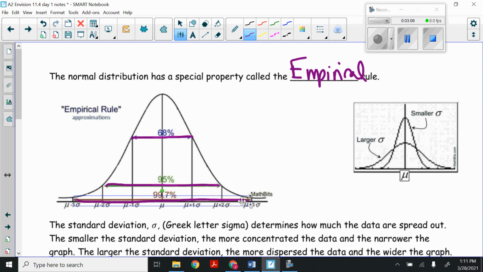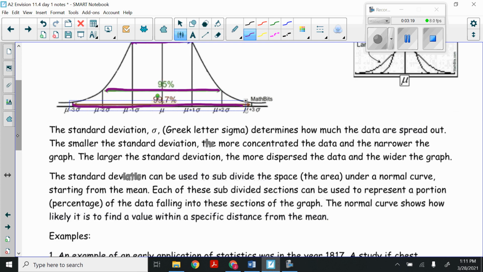The standard deviation, whose notation is the Greek letter sigma, determines how much the data are spread out. The smaller the standard deviation, the more concentrated the data and the narrower the graph. The larger the standard deviation, the more dispersed the data and the wider the graph. The standard deviation can be used to subdivide the area under a normal curve, starting from the mean. Each of these subdivided sections can be used to represent a portion or percentage of the data falling into these sections of the graph. The normal curve shows how likely it is to find a value within a specific distance from the mean.